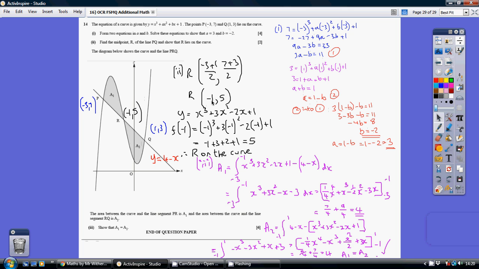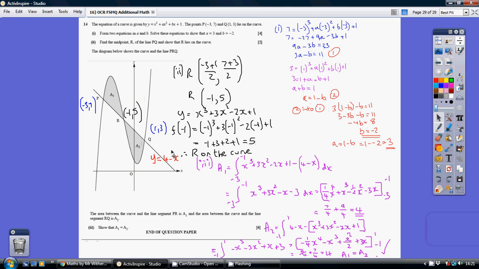Now to show that R sits on the curve, we just substitute x being minus 1 into our curve. Remember, our curve now has a and b replaced with 3 and minus 2. So substituting x being minus 1, we can see that y does indeed equal 5, so R does sit on the curve.